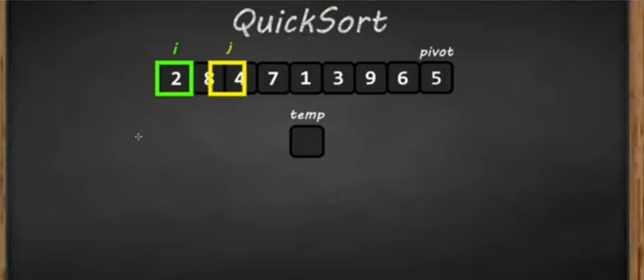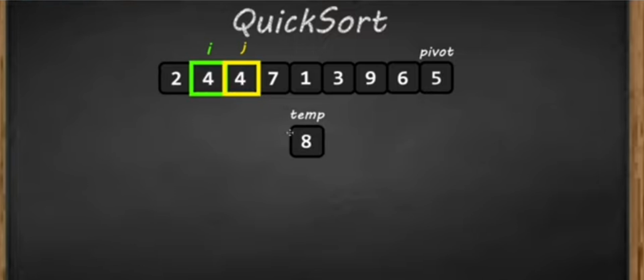Increment j. We check to see if the value at j is less than our pivot, which it is. If that is the case, we increment i, swap these two values. We'll repeat this process until j reaches our pivot. Then we can move on to the next step.